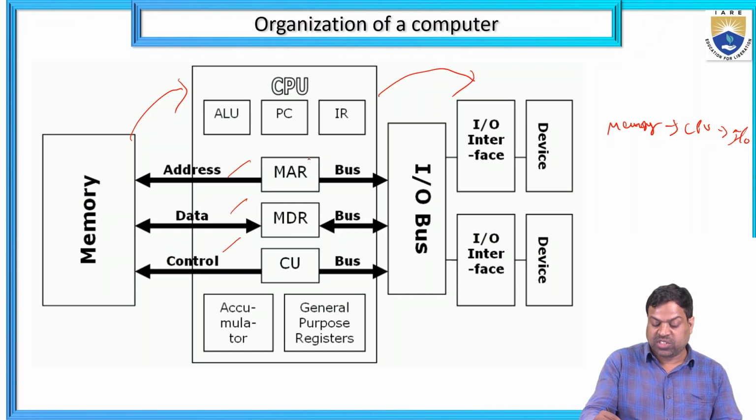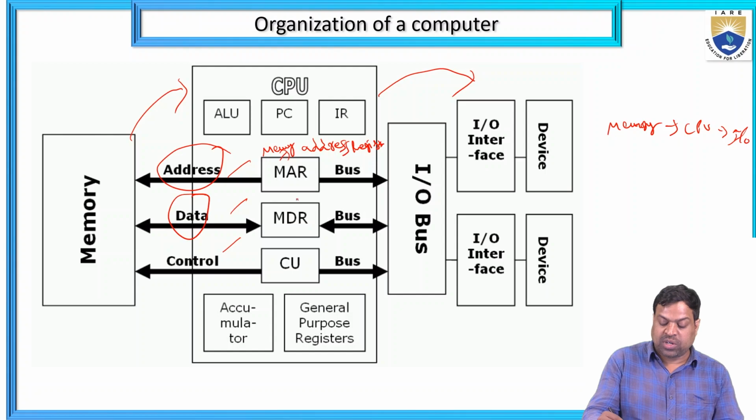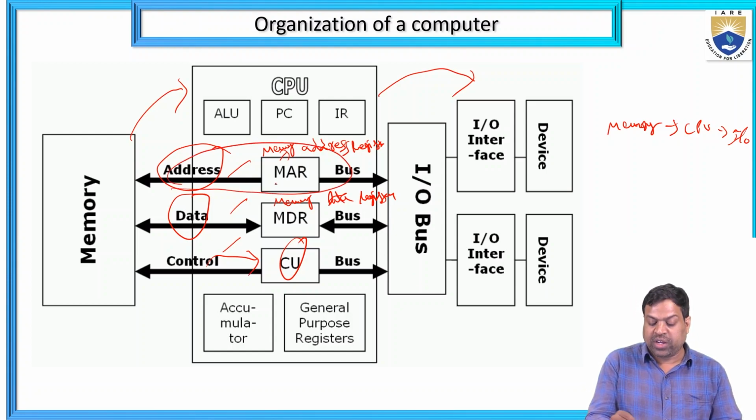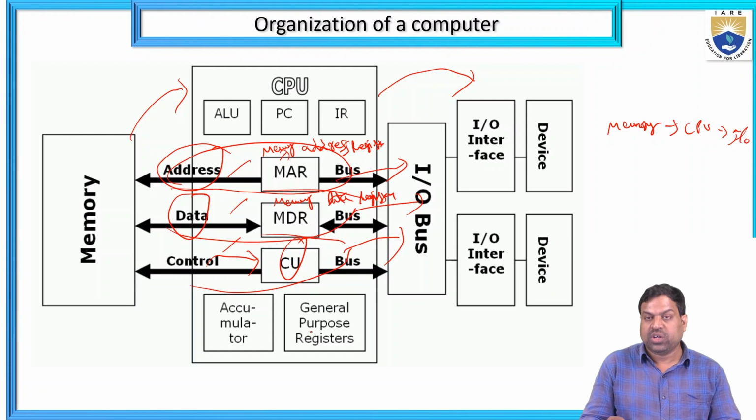MAR means memory address register. This line is about the address. Data means about data. Which data is there? Memory data register. And it is a control unit, which is about the controlling. Okay, so the memory address register is connected to input output, the MDR is connected to input output, and the control unit is connected to the input output bus. Input output interfacing is connected to the device. Okay, a device is nothing but a peripheral.